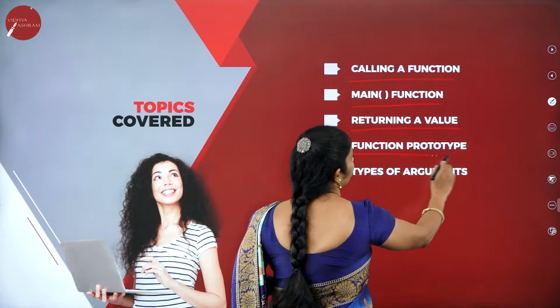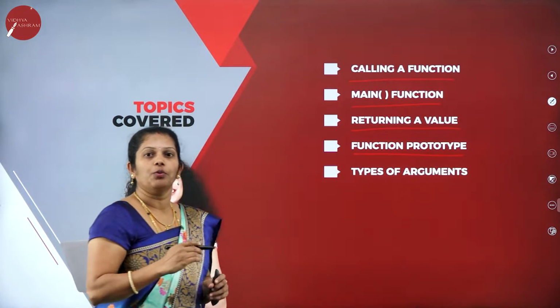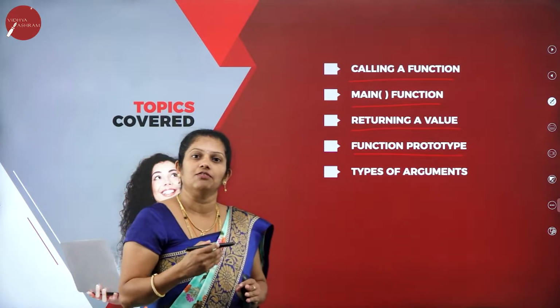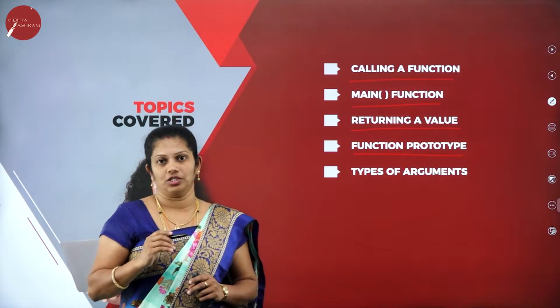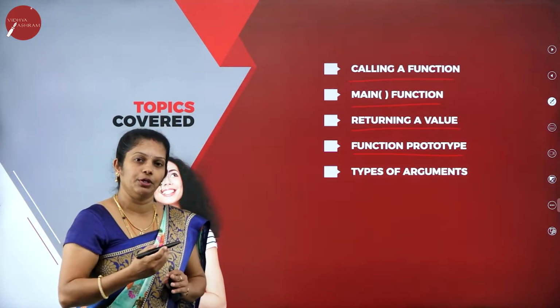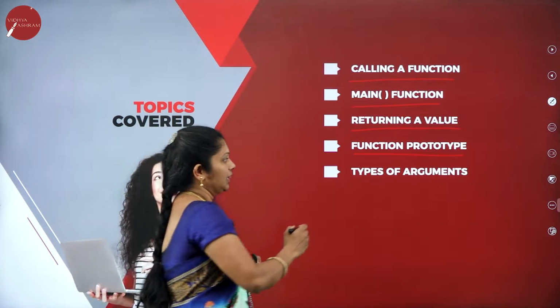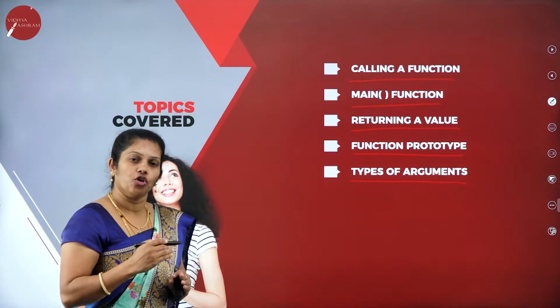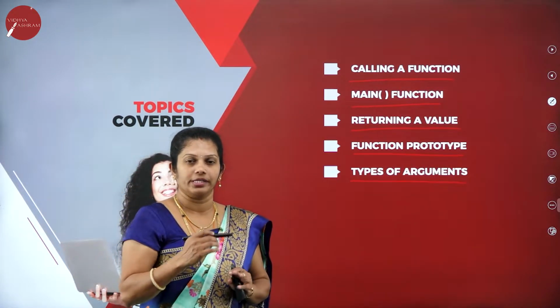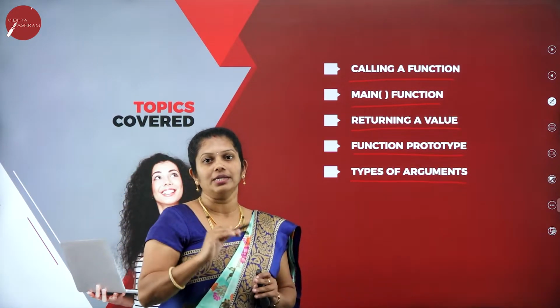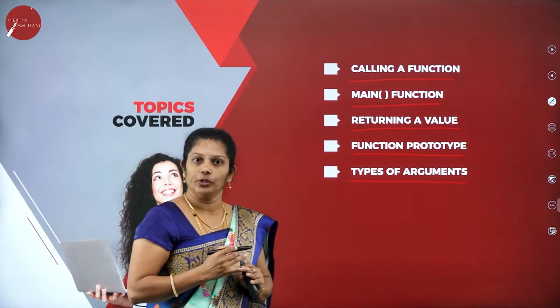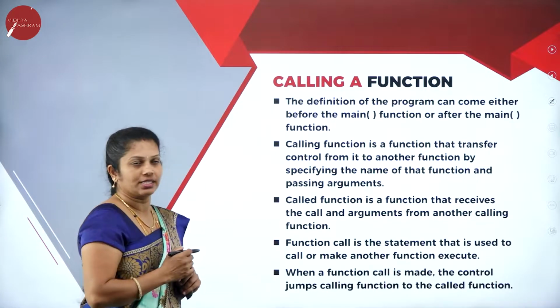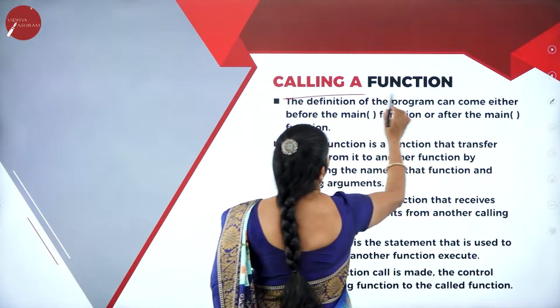Then function prototype. A function prototype is the declaration of the function before using that function. How can we perform the prototype? Then different types of arguments: actual arguments and formal arguments. First of all, what do you mean by arguments? You will study that in today's session. Now, first we'll discuss calling a function.